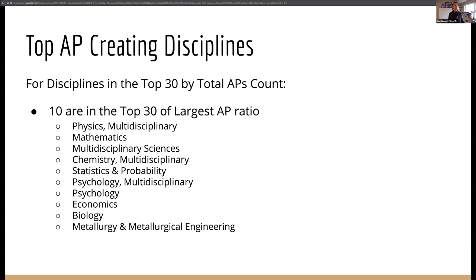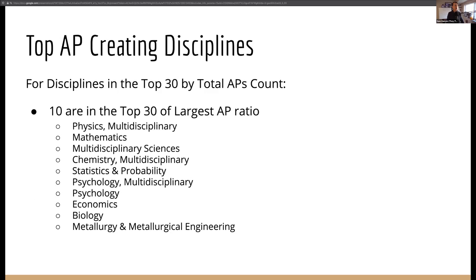And so we've already looked at some of those, but let's look at this last pairing here. For disciplines in the top 30 by total raw count, 10 of those are in the largest AP ratio count. So that's less of a relationship than the raw count of articles and raw count of APs had. There still seems to be some. We've seen a few of these, and then statistics is in there, psychology multidisciplinary, so another multidisciplinary, just plain old psychology, economics, biology, and metallurgy and metallurgical engineering. Just one I haven't had a chance. I've been able to say the name of a lot of subjects so far today. I haven't been able to say that one, so good.